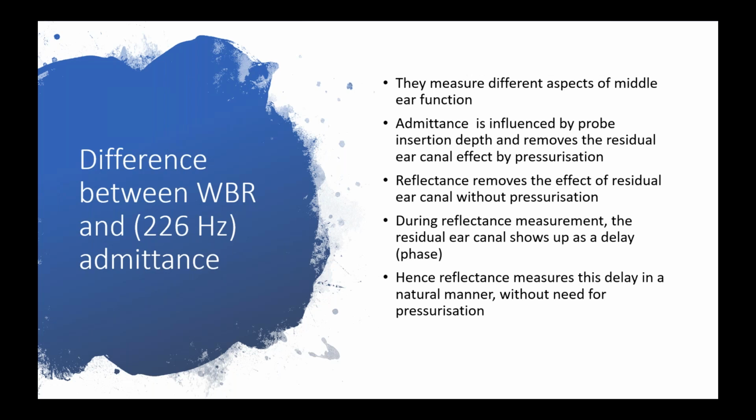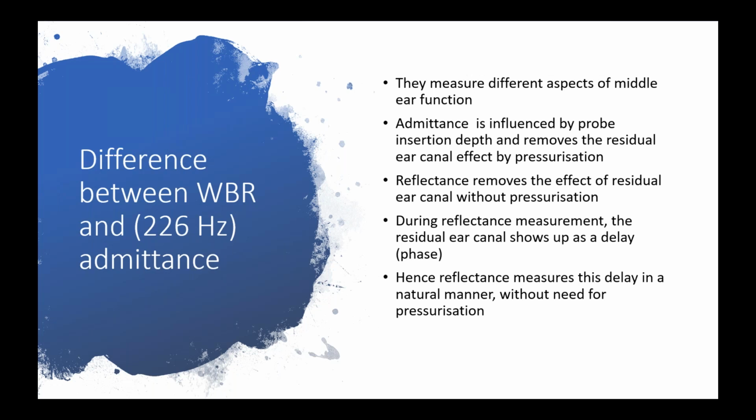So whereas with the reflectance, it's not that affected by the probe insertion depth, because the way it calculates the whole admittance is in a very, very different way. This calculates the reflectance and the phase angle, and then the admittance is derived from that. So there's no pressurization of the ear canal when the admittance is calculated. And with the wideband reflectance, it is also called the equivalent admittance that is measured.